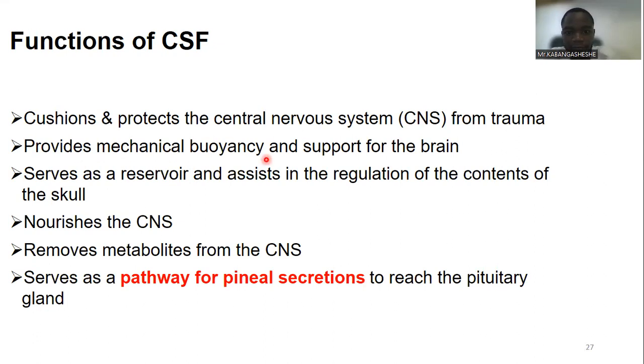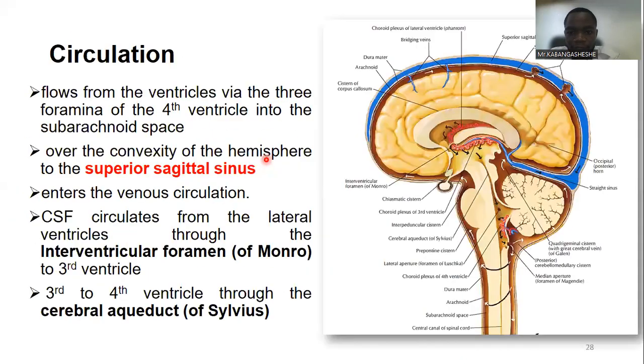Next, it provides mechanical buoyancy and support to the brain. Buoyancy, we're talking about the ability to float. So the brain is made lighter because it is floating in water known as cerebrospinal fluid. That way it becomes easier to carry the brain wherever we are going, and it never gets tired, because anything that is put in water is made lighter. It's much easier to drag a boat of the same weight than to drag a car stationed on the ground. When the boat is on water, you can pull it alone.